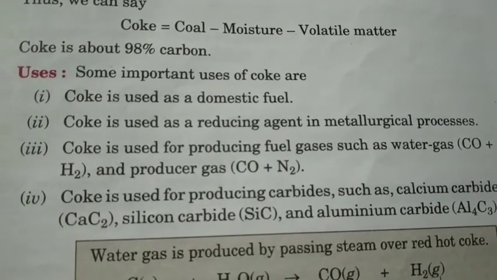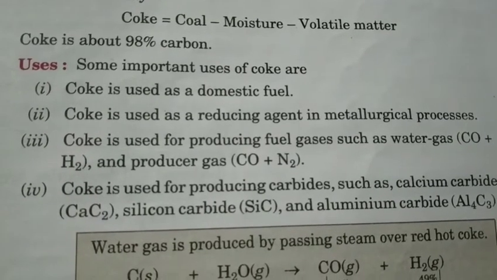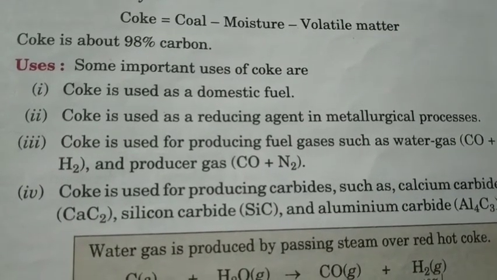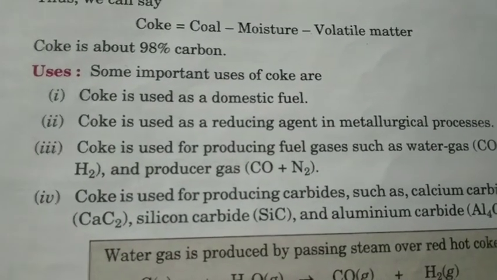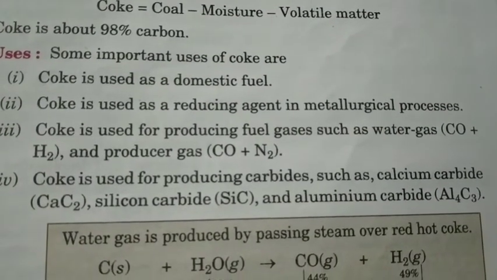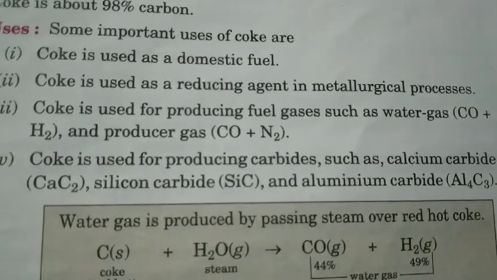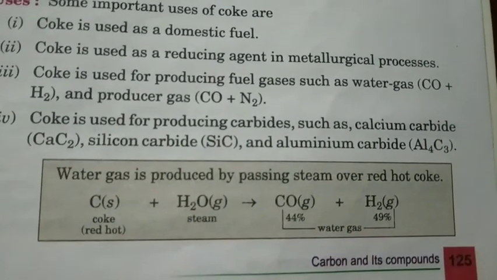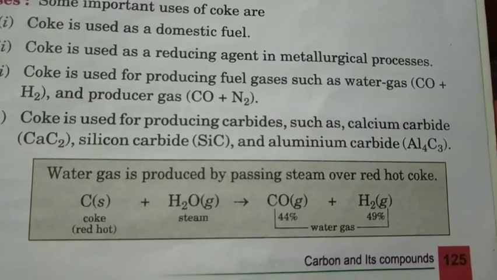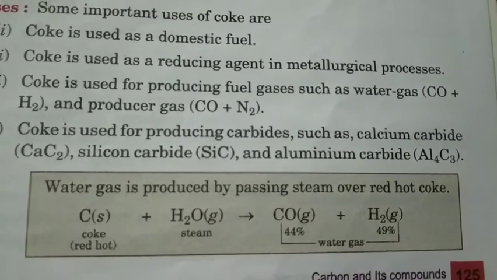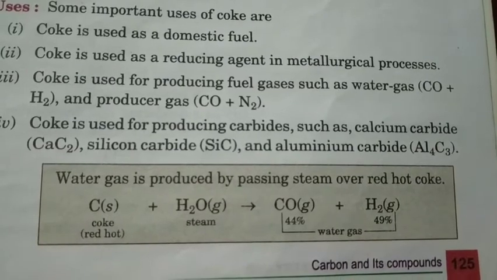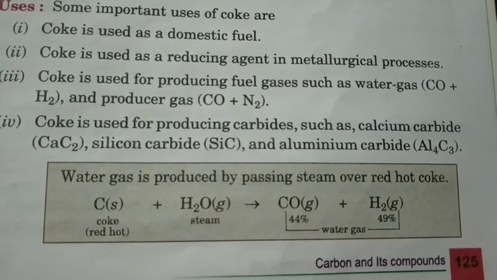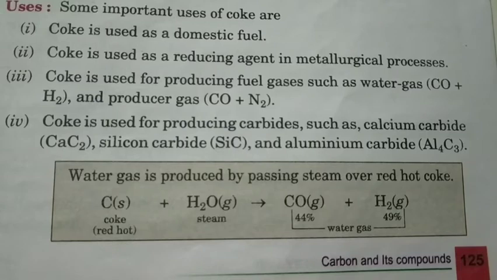And what is water gas? Carbon monoxide plus hydrogen. And producer gas is carbon monoxide plus nitrogen. Just now we have studied how we produce producer gas. Now we are going to see how water gas is produced by passing steam over red hot coke. If you pass steam over red hot coke, it produces carbon monoxide plus hydrogen gas, which is water gas.